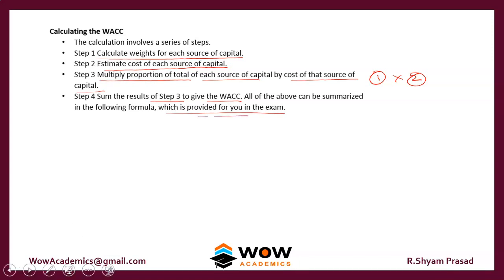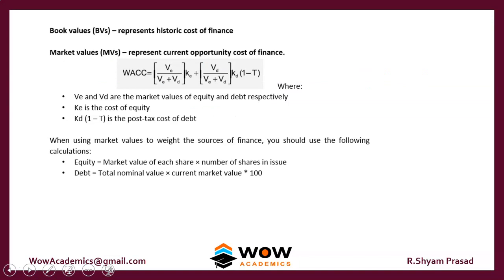So we'll start with the calculation. There are two methods to calculate the WACC. One is called the book value method, and the other is market values. Usually in the exam they will specify which method you have to use to work out the problem. If they do not specify which method, you have to use market value. But it also depends upon the information given.